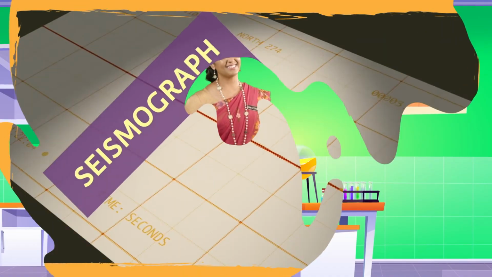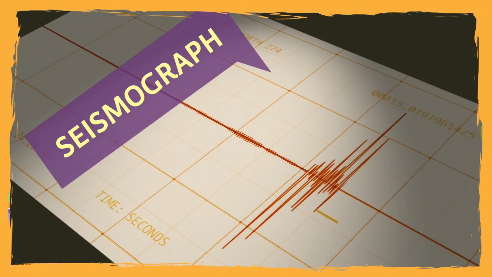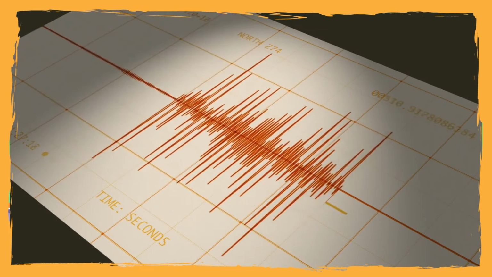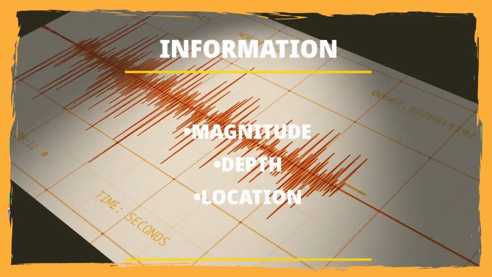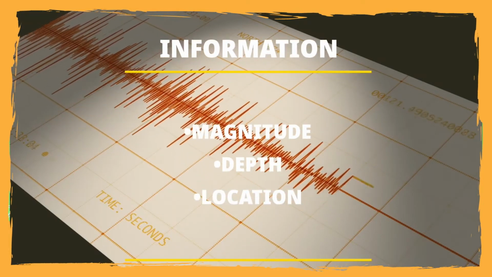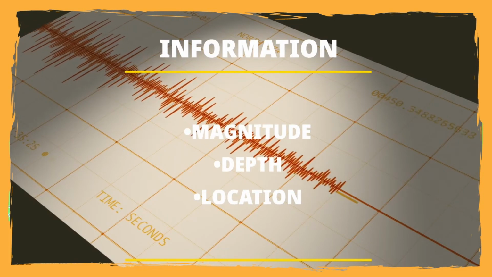Let's find out about devices that help to warn and prepare us for two of the most destructive geohazards, which are the earthquake and the tsunami. Boys and girls, this is a seismograph. It is a device to measure the magnitude of earthquakes. It gives us information on the magnitude, depth, and location of the earthquake. Not only that, the seismograph helps us to predict the epicenter of the earthquake.